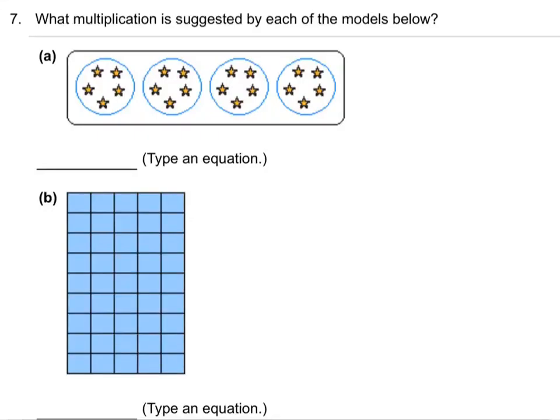All right, so let's look here. What multiplication is suggested by each of the models below? So these are models, again, trying to give a feel for some kind of times multiplication problem. What multiplication problem does that model show? 4 times 5. Yeah, 5 times 4, 4 times 5, either way. Because it's 4 groups of 5, isn't it? 4 times 5, or 5 taken 4 times. It doesn't matter whatever order you want.